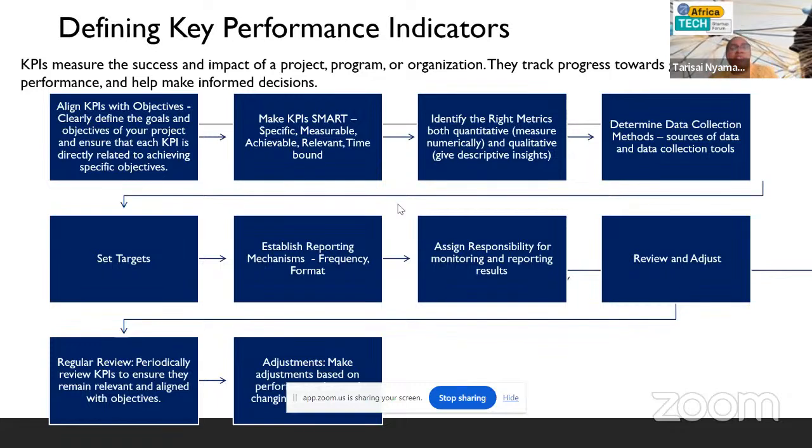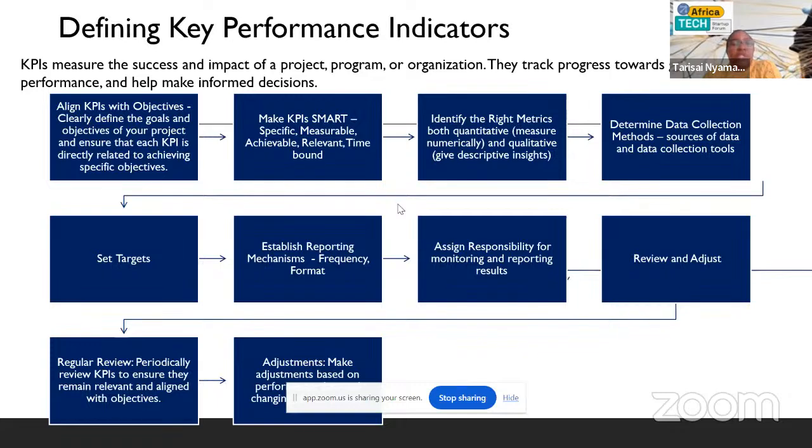So the first thing is we need to ensure that whatever KPIs we have, we've aligned them to the objective or the goal, which is the purpose of why we are implementing this project. And obviously, they need to be specific, measurable, achievable, relevant and time bound. So if your project is a 2-year, 3-year program, we need to ensure that these KPIs are also aligned to these timelines.